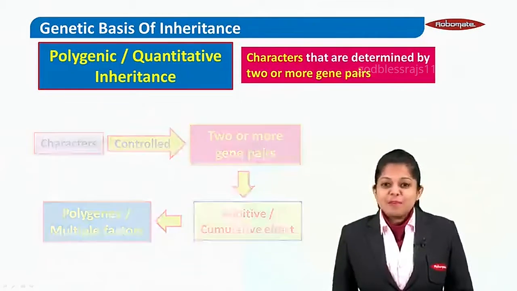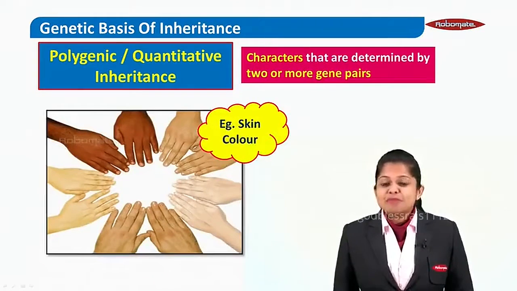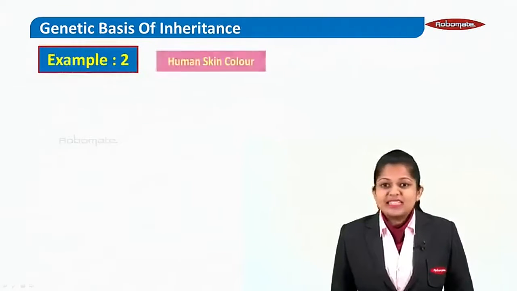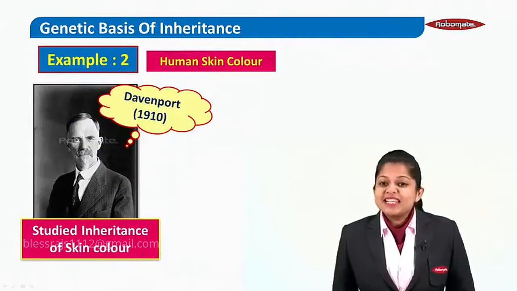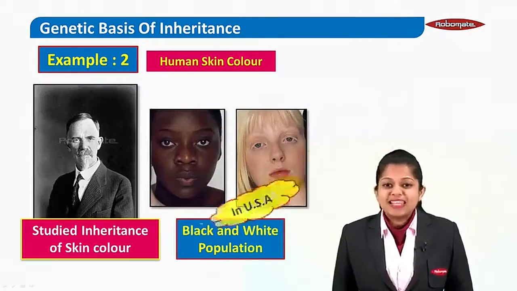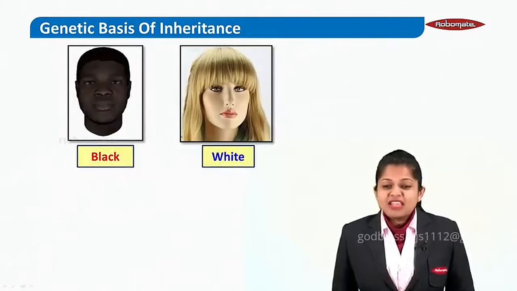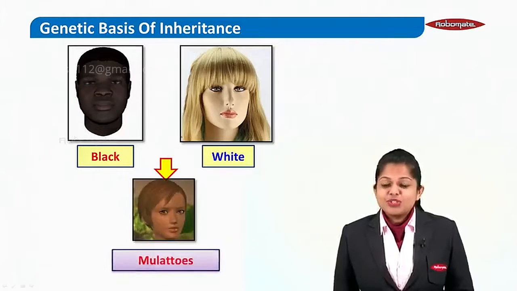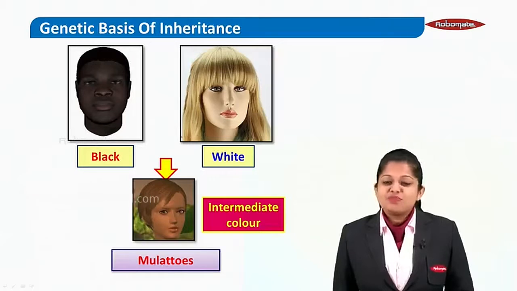Also students, if you remember, we had seen human skin color as one of the classic examples of polygenic inheritance. Now let us study this example in detail. There was a scientist called Davenport who studied the inheritance of skin color in the black and white population in the USA. What he observed was whenever there was a marriage between a black and a white, the offspring produced was of intermediate color, and such offspring were called mulattoes.